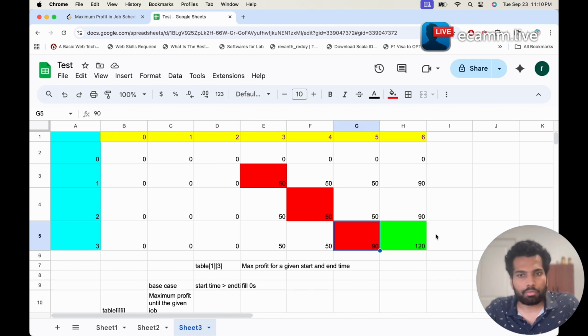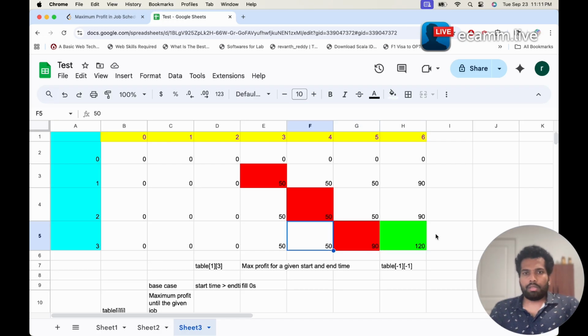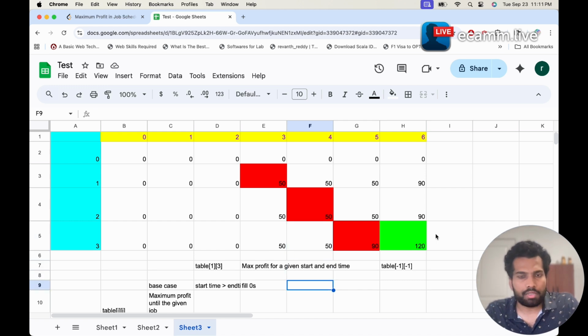So the final result would be the table of -1 comma -1. This would give the final answer, because 3 comma 6 is the last job, and the value at that is 120. So this works, but let's see what the downsides of this solution are.